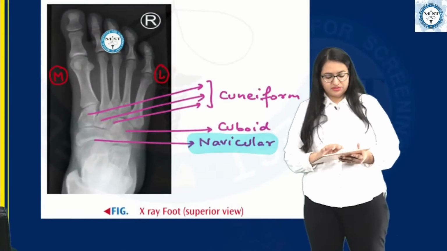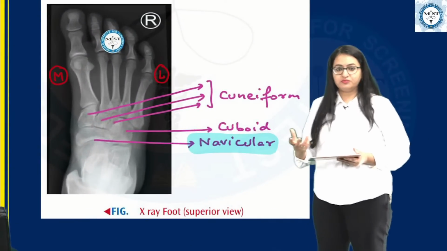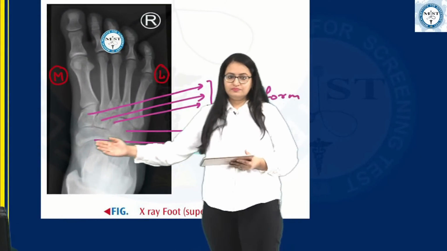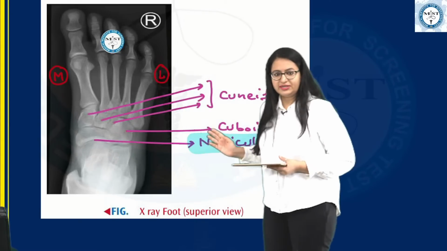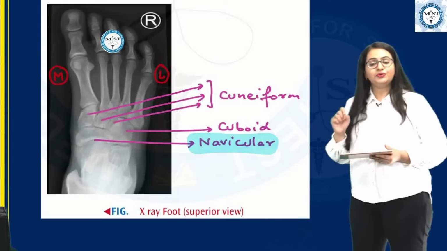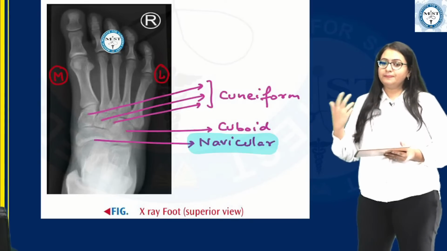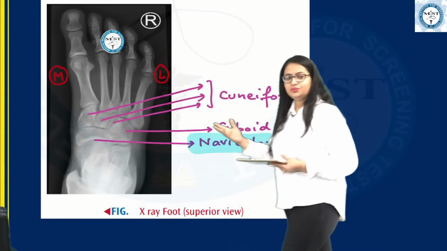Now another is the X-ray of the foot. This is a superior view, and this slightly curved bone is what? Navicular. And how do you confirm? You confirm by seeing that it is on the medial side. Okay, medial side. How do you identify it?